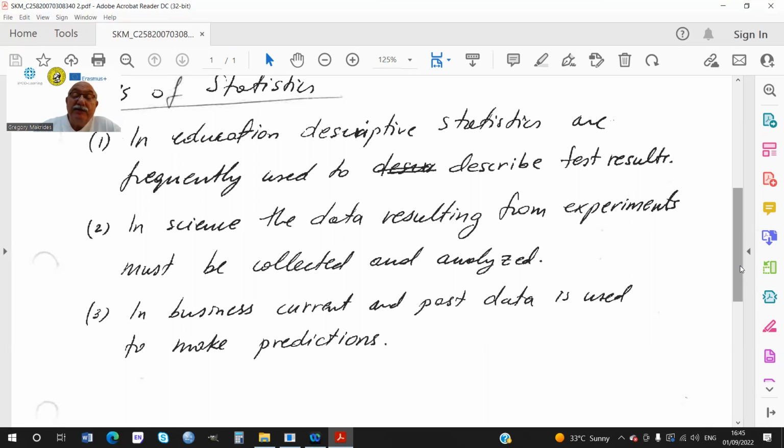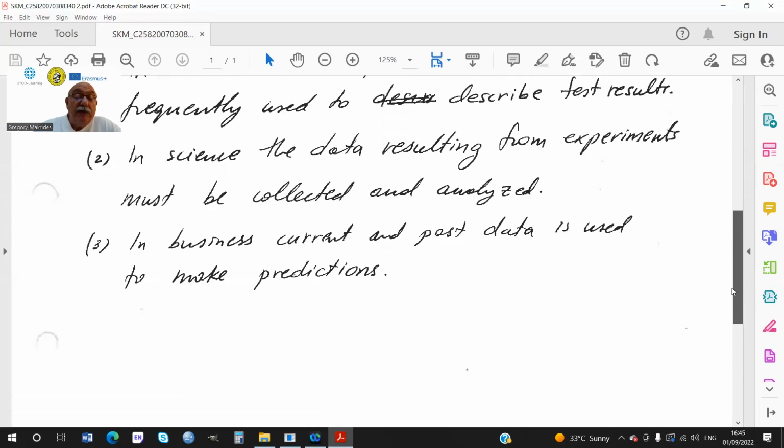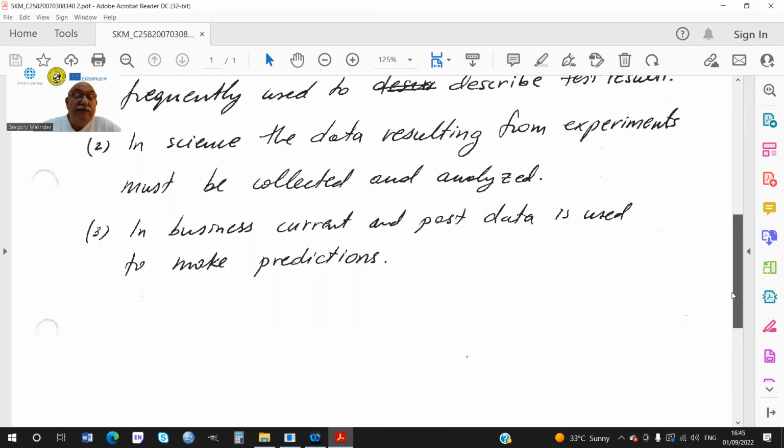In science and data, results from experiments must be collected and analyzed. So, as I mentioned earlier, from experiments in science, whether this is chemistry, biology, etc. The recent pandemic, of course, we saw many statistical results. So statistics is used everywhere.